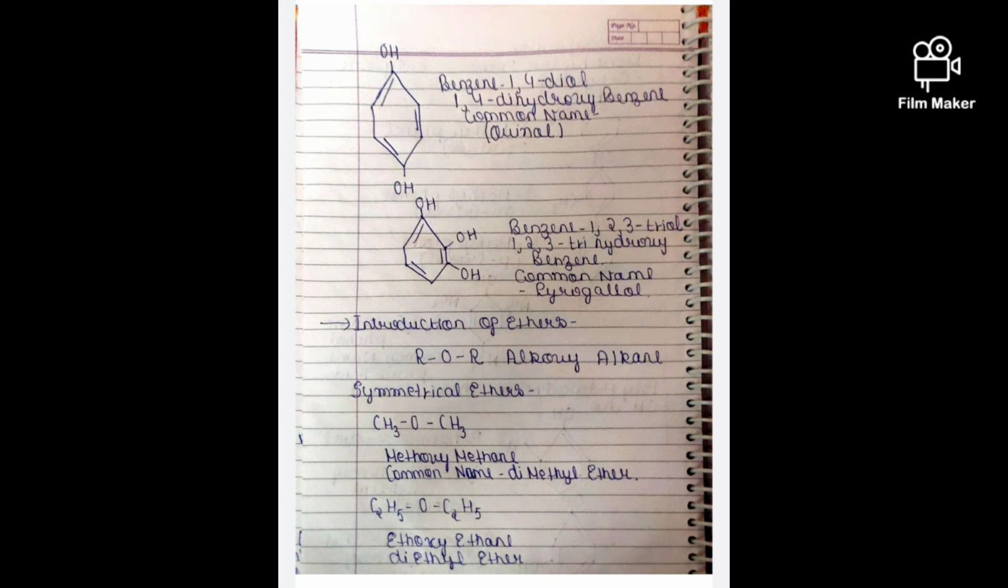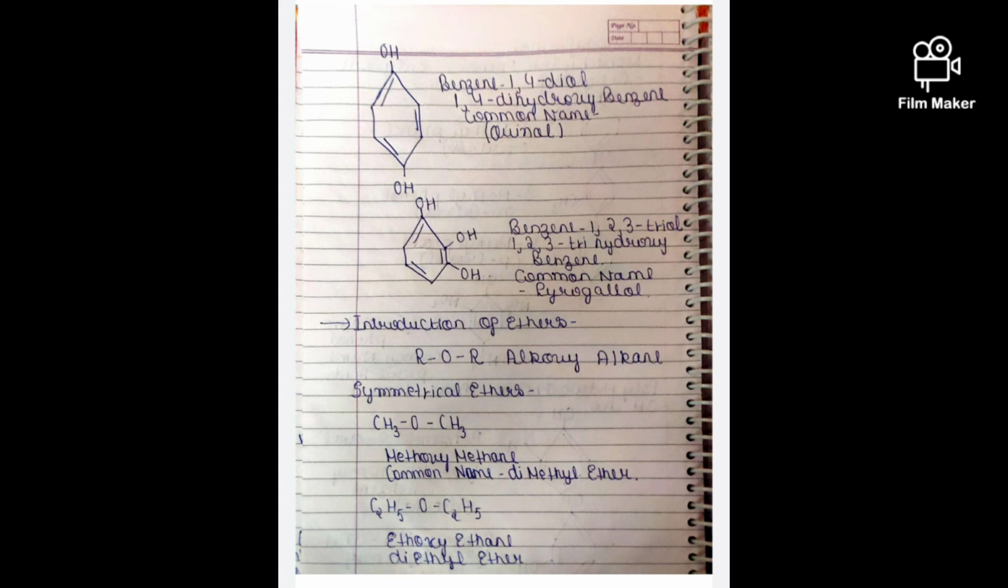In symmetrical ether, for example CH3OCH3, the IUPAC name would be methoxymethane, because both groups are the same. But if they are not the same, for example CH3OC2H5, then we write oxy with the one having the lower number of carbon atoms. So in the case of CH3OC2H5, the IUPAC name is methoxyethane. Now if C2H5OC2H5 is given, we write ethoxyethane, and its common name is diethyl ether, and in the first case its common name is dimethyl ether.